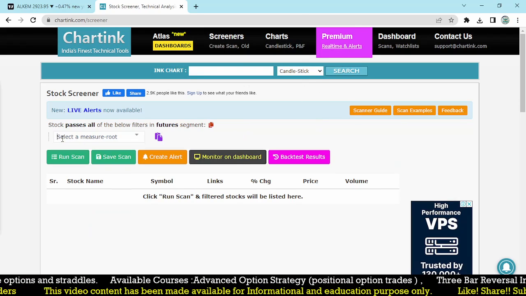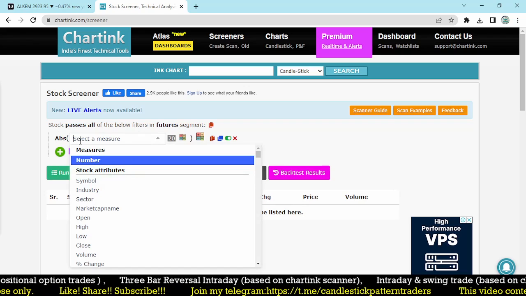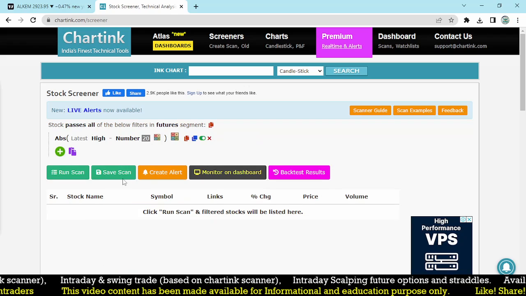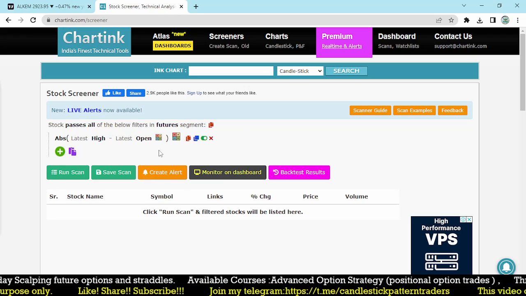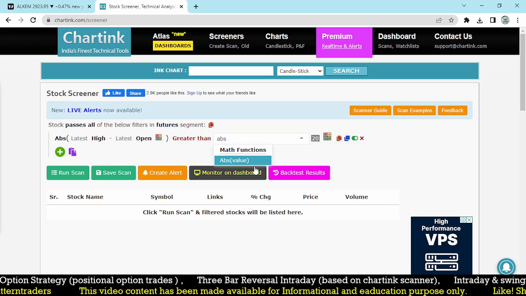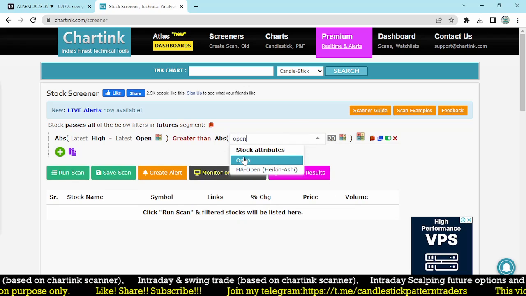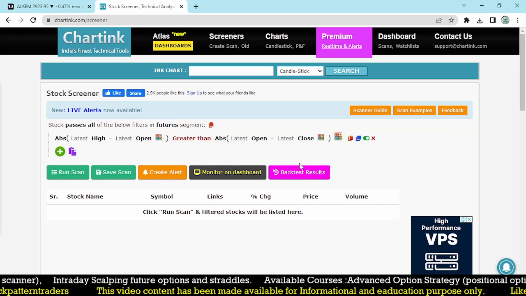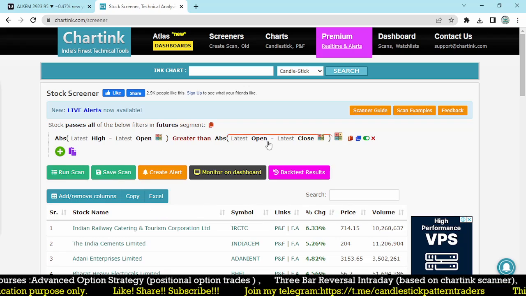So futures I'm going to add, and the function ABS. We take ABS of high minus open, that should be the wick. So the wick must be greater than ABS, ABS is the modulus function, of open minus close. So this is the normal condition. If you find the wick, the body and the wick, the wick must be 3 times the body.